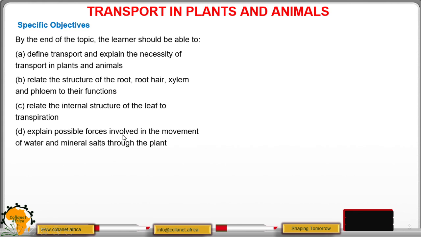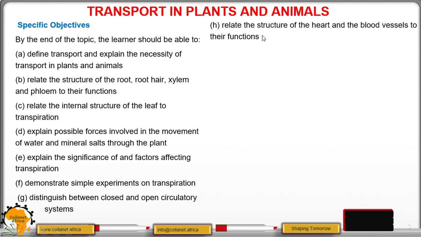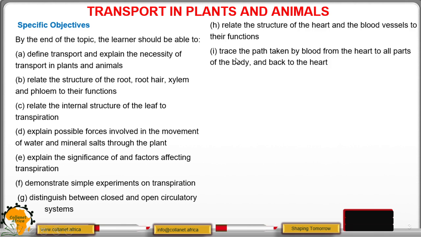Explain the possible forces involved in the movement of water and mineral salts through the plant. Explain the significance of transpiration as well as the factors affecting transpiration. Demonstrate simple experiments on transpiration. Distinguish between closed and open circulatory systems. Relate the structure of the heart and blood vessels to their function. Trace the path taken by blood from the heart to all parts of the body and back to the heart.